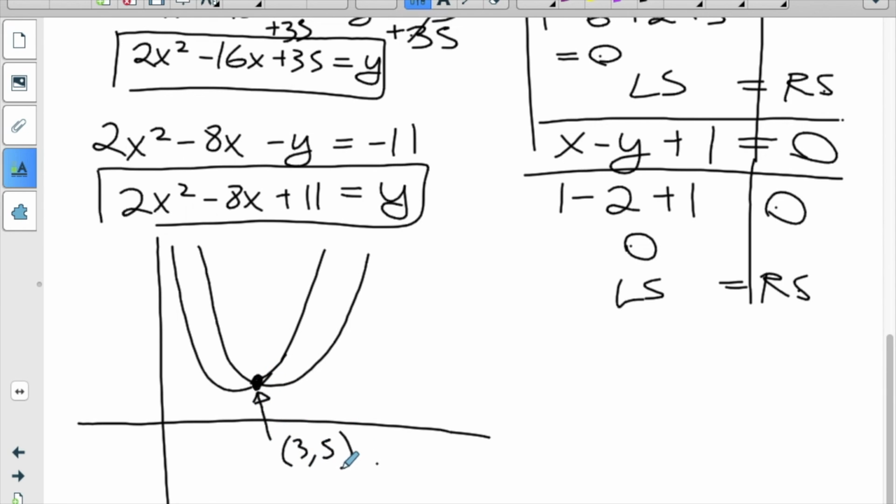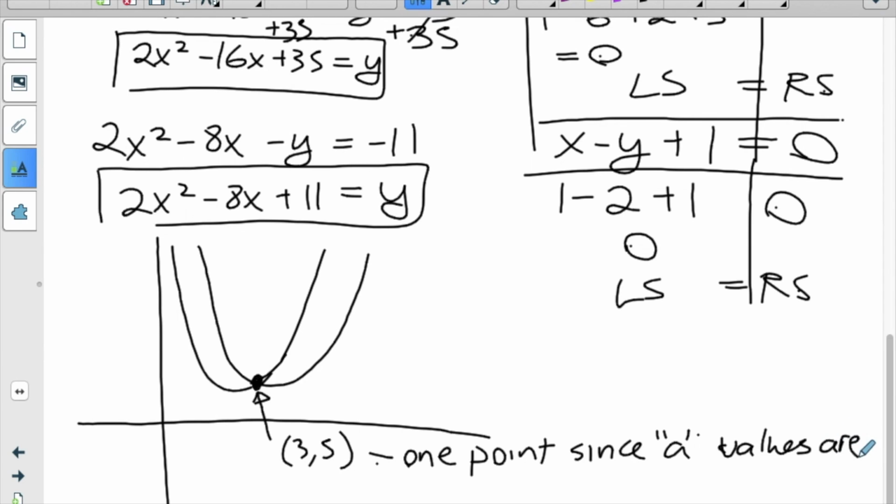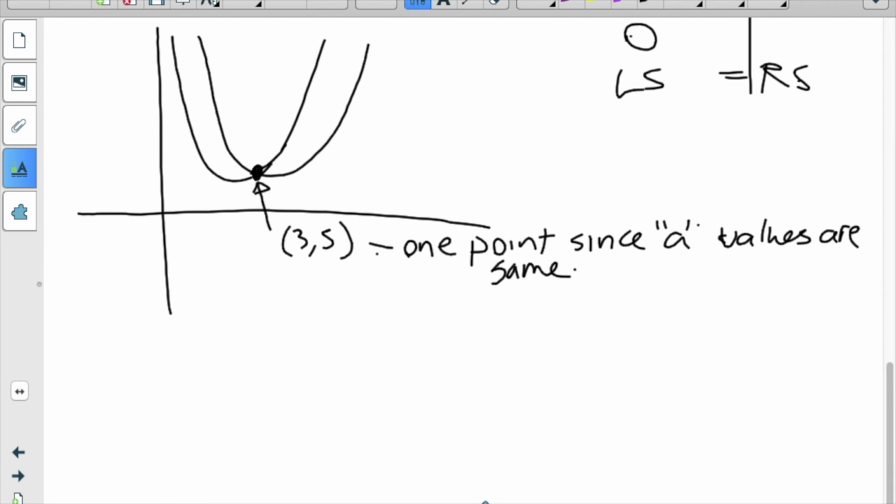Okay, and you may want to say 1 point since the A values are the same. Now, verifying that. Again, we need to verify that point in each equation. Luckily, since there's only one solution, there's only one thing we have to verify.